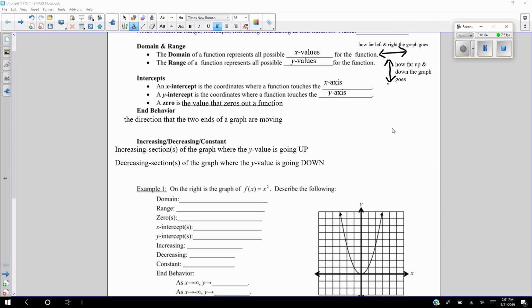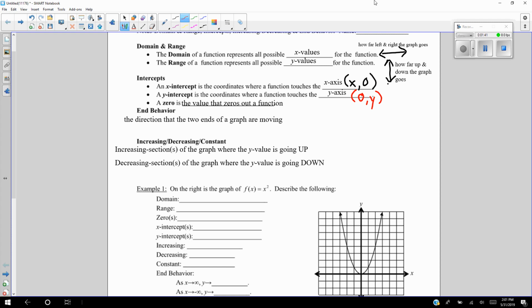Then next we've got intercepts. This is definitely something you've talked about in other math classes, and we may have discussed a little bit in earlier videos. X-intercepts and y-intercepts. Of course, x-intercepts are the coordinates where a function touches the x-axis. So the coordinates are always going to be of this form. It's going to be some x value. The y value is always 0 at the x-intercept, and vice versa for the y-intercept. So when you touch the y-axis, x is always 0.